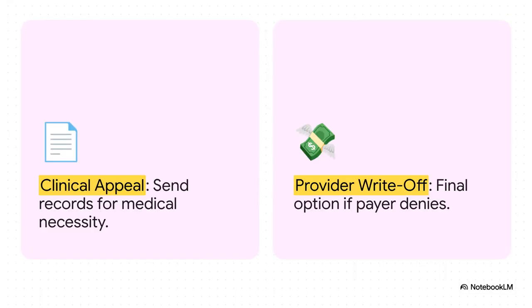But we all know payers are strict, and sometimes a retro-auth simply isn't an option. When that happens, you really only have two final paths. The first is filing a clinical appeal. This means you have to gather up the complete medical records and send them over to the payer to definitively prove the medical necessity of the service provided. But if you file that appeal, exhaust all your options, and the payer still denies the claim, well, then you hit the end of the road, a provider write-off. Remember, a write-off is the absolute last resort, taken only when the claim is truly unrecoverable.